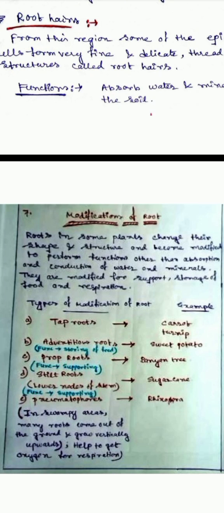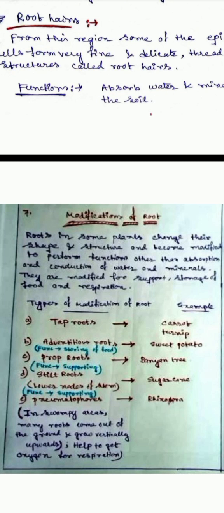Option D. Stilt roots. An example is sugarcane. It is from the lower nodes of the stem. That is the highlighted part: it is from the lower nodes of the stem. Its function also is supporting, just like prop roots in banyan tree. Now the last modification which is given in NCERT is pneumatophores. An example is Rhizophora.